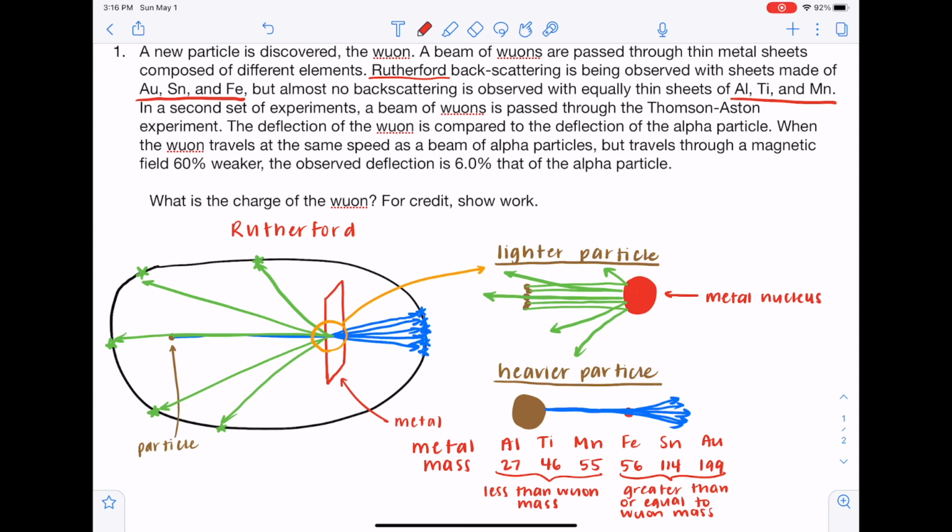So if we know from the first set of metals that it is greater than 55, and we know from the second set of metals that it is less than or equal to 56, that means that we can say that the mass of the Wuhan is approximately 56 AMU.